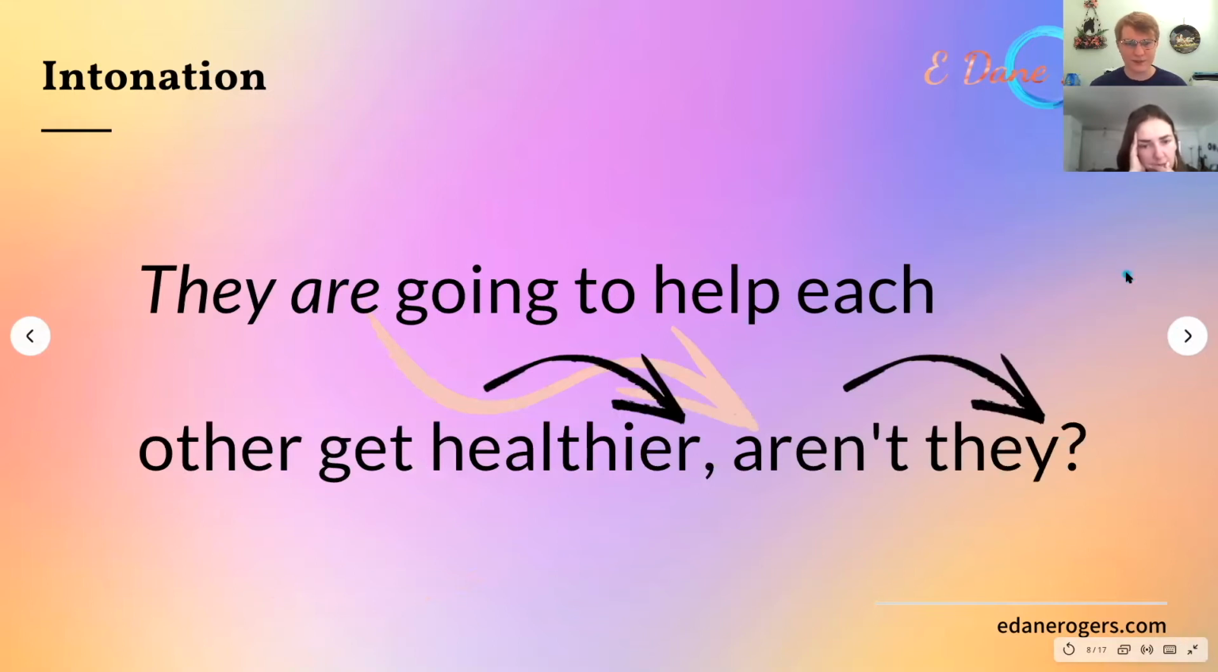Let's try this one. They are going to help each other get healthier, aren't they? They are going to help each other get healthier, aren't they? Good. So let's try it the other way, and you can maybe see how it's different with a rising intonation. If I say, they're going to help each other get healthier, aren't they? This means I doubt they are, but I'm hopeful that they will. So I'm asking the other person, like, please say that they will, even though I don't think it's reality.